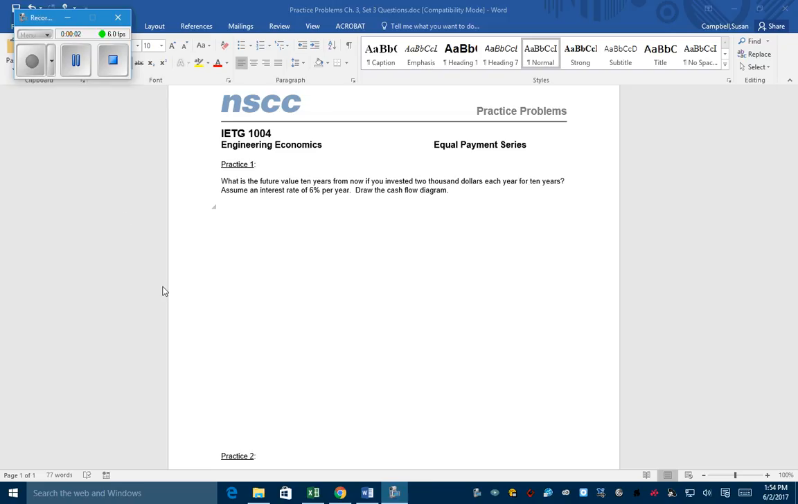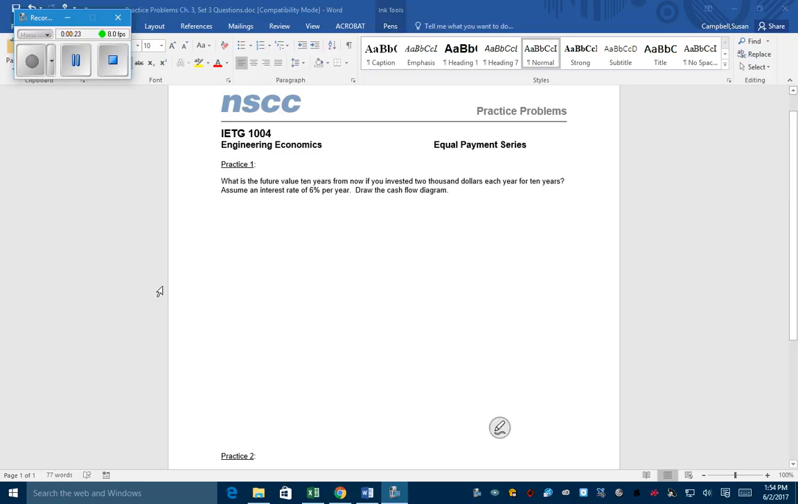In this set of practice problems, I'm going to go over the equal payment series, or the uniform payment series, in Chapter 3. The question we have is: what is the future value 10 years from now if you invested $10,000 each year for 10 years? Assume an interest rate of 6% and draw the cash flow diagram.